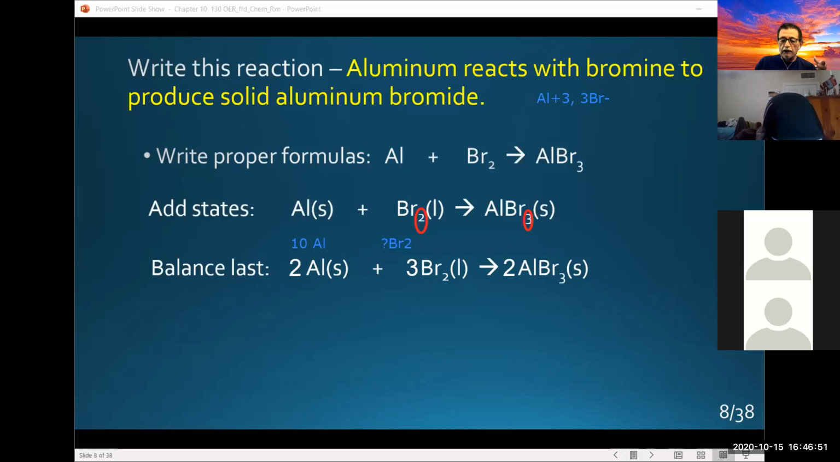Because that ratio, 2 aluminum to 3 bromine, that's a constant. That's a balanced chemical equation. And so if I want to run that reaction, but instead of starting with 2 aluminums, I start with 10, I need at least 15 bromines.